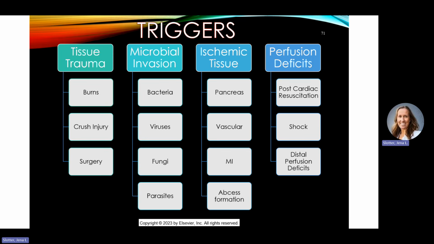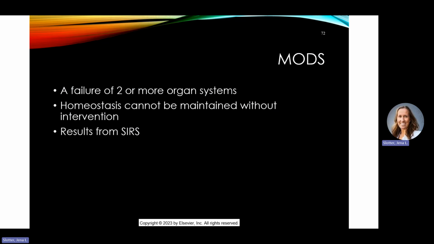When we think about tissue trauma, we have burns, crush injuries, even something as simple as a surgery could cause this. We have bacteria, viruses, fungi, that sort of thing. Ischemic tissue could be, like we talked about with MI or something vascular related. It can be our pancreas. It could be some kind of abscess or ischemia of tissue from a wound or something. And then we have shock type perfusion deficits.